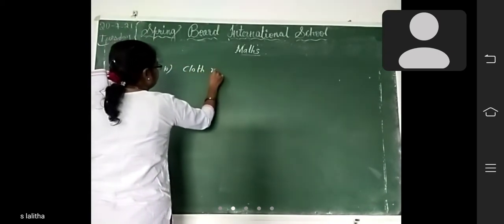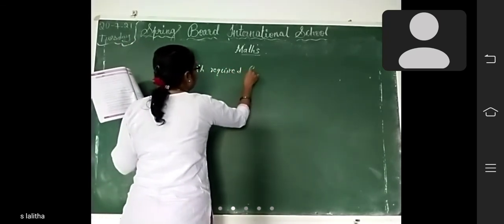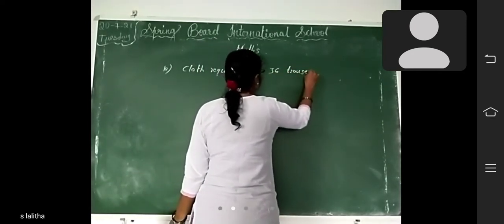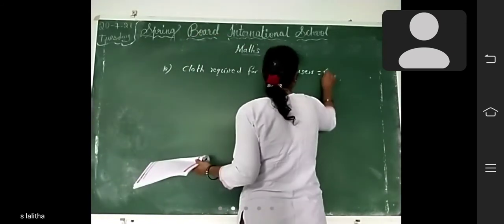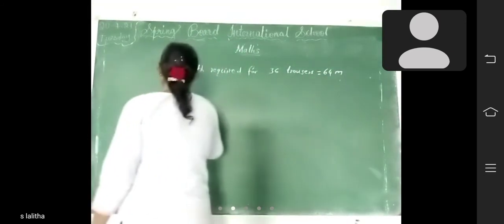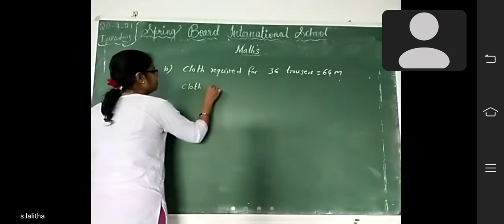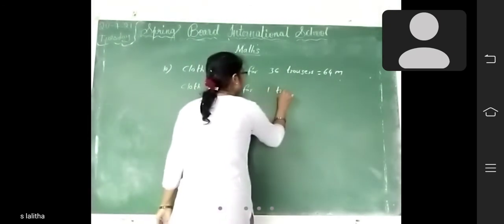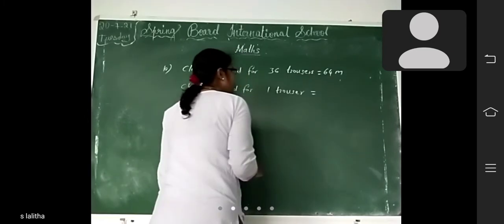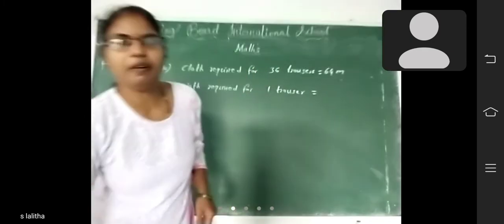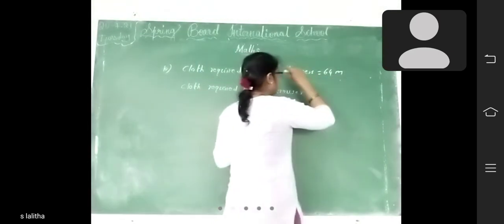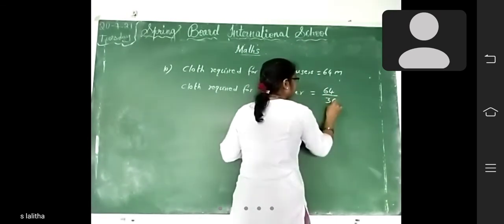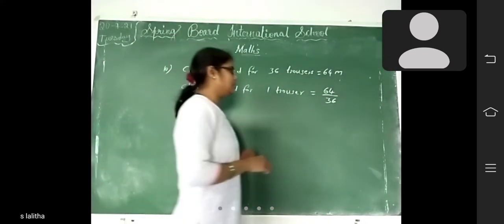Cloth required for 36 trousers. How much? 64 meters. Now cloth required for one trouser equal to, how you can do cloth required for one trouser, same as it is. We have done in 7th problem like that only. 64 divided by 36. Okay, 64 divided by 36.